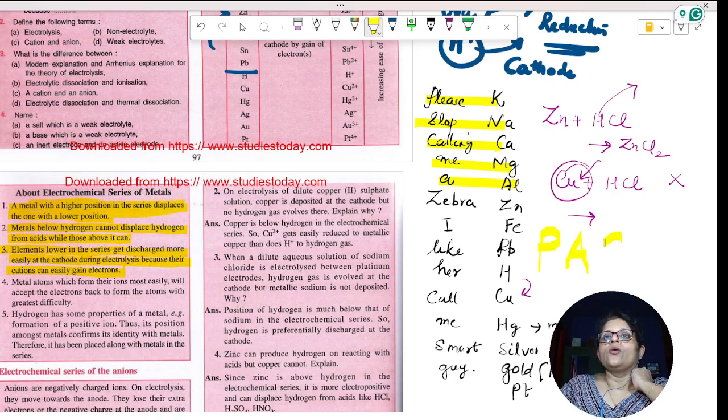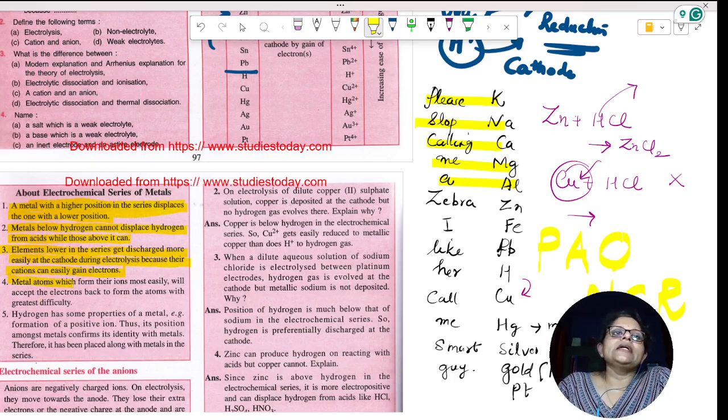P, A, O at the anode. There will be oxidation at the anode, and at the cathode there will be reduction. So cations undergo reduction. We have learned about cations, the electrochemical series, how cations are arranged, and that reduction happens at the cathode. So the elements in the lower series get discharged more easily at the cathode during electrolysis, because their cations can easily gain electrons.